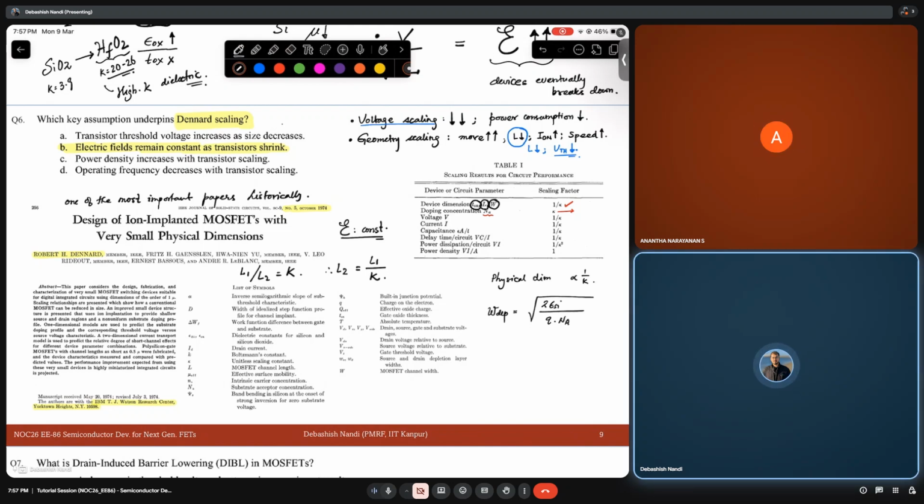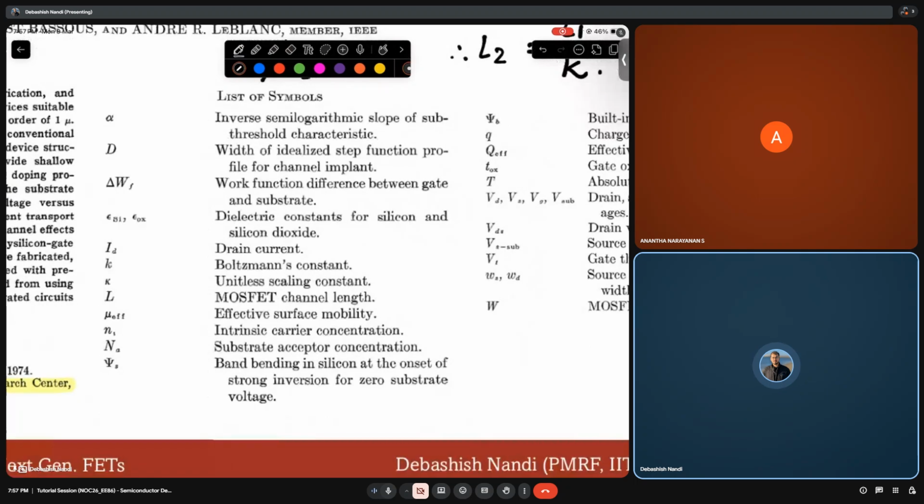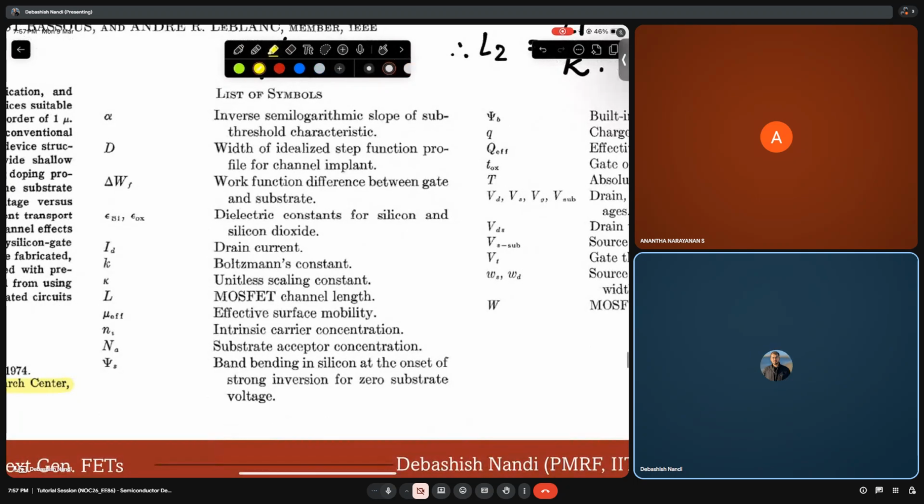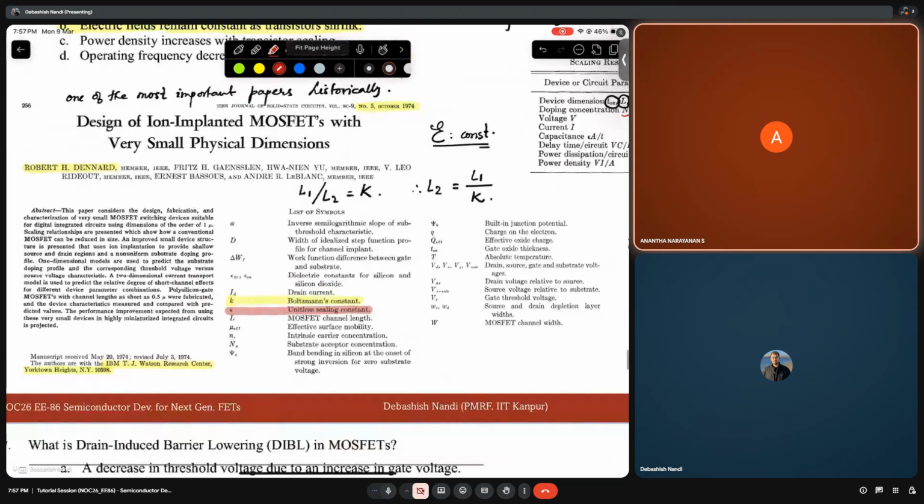See, we have a limitation of notations. This K is Boltzmann's constant, but the other one is kappa. This kappa is a unitless scaling constant.